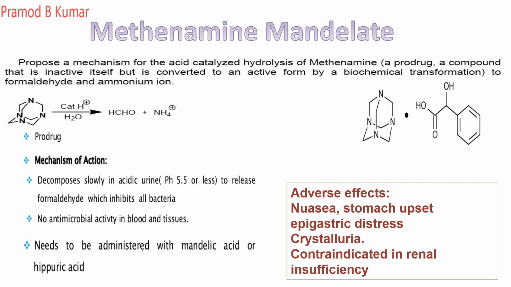They have no antibacterial activity in blood as well as tissue, only their concentration is more in your urine. They are almost always administered in combination with your mandelic acid. Some of the side effects are nausea, vomiting, epigastric distress, crystalluria. They should not be given when there is a renal insufficiency. So in those cases, you should not give this methenamine.